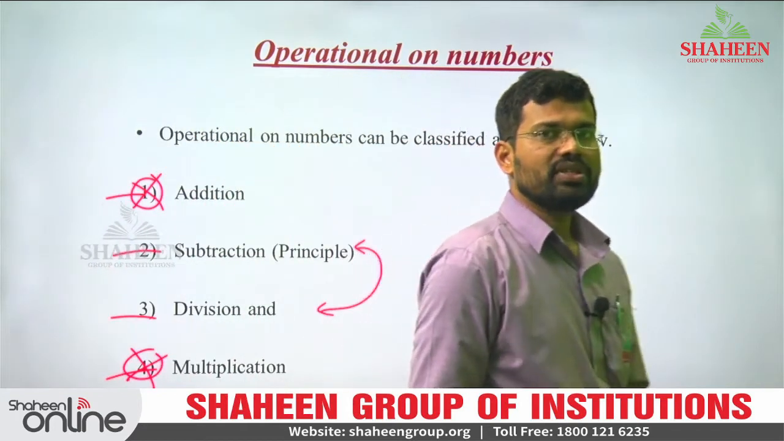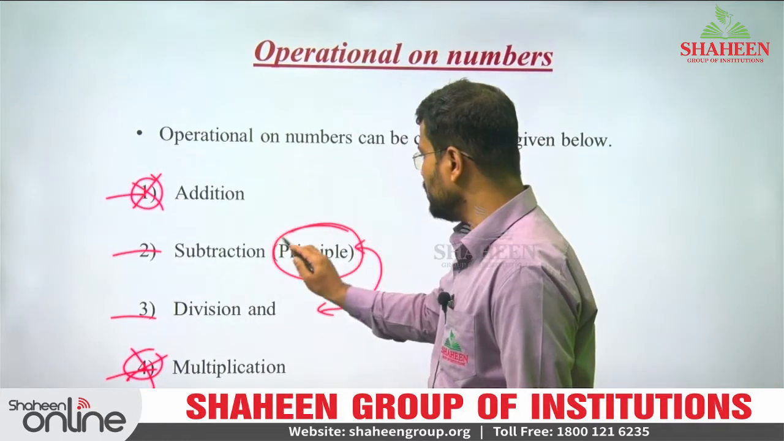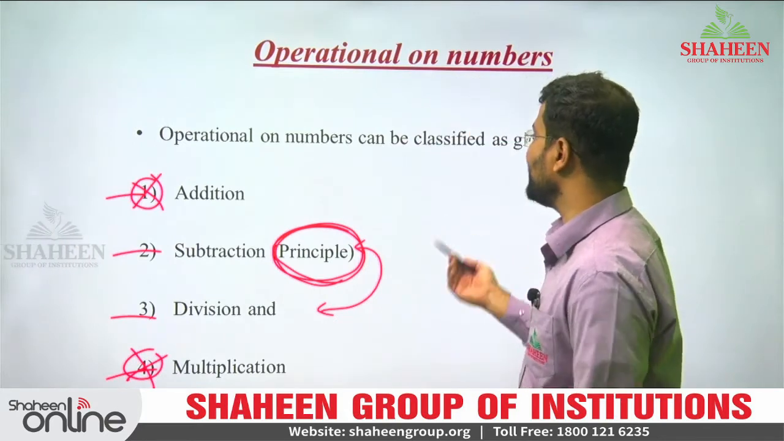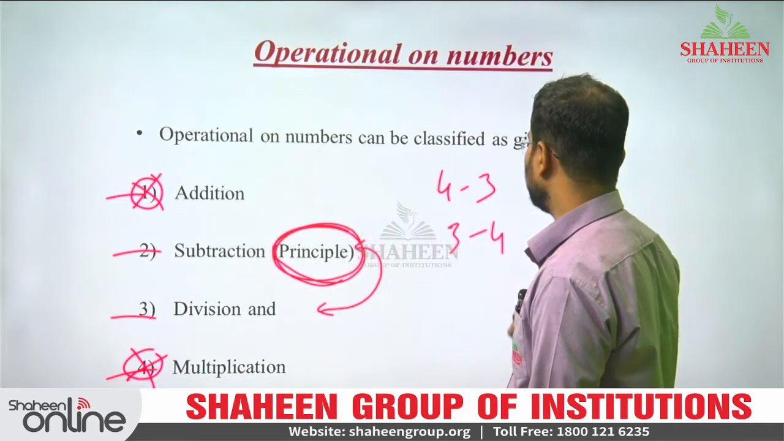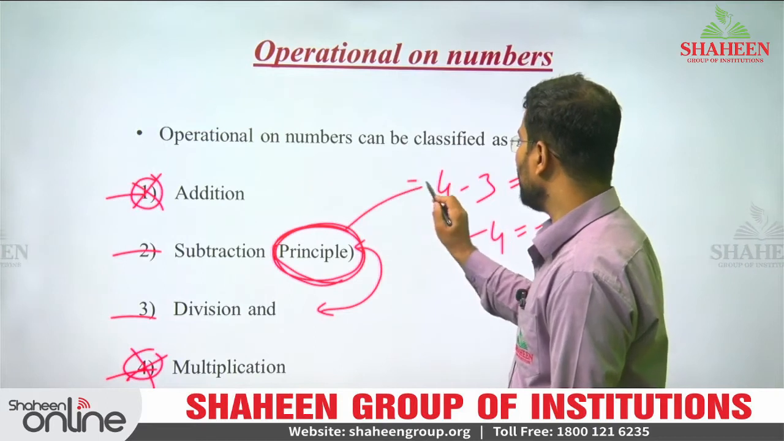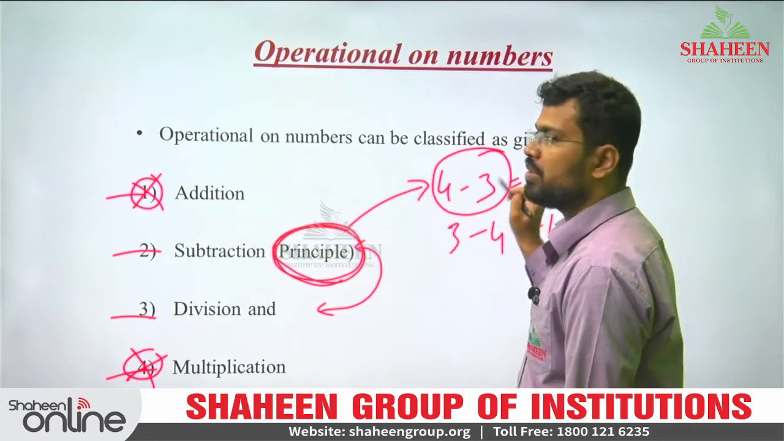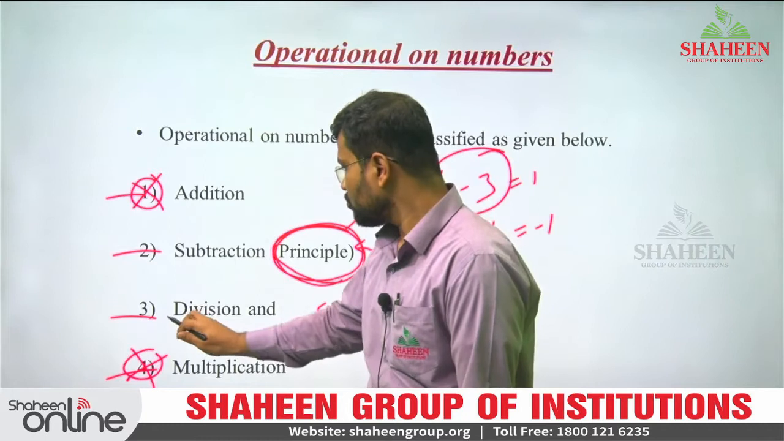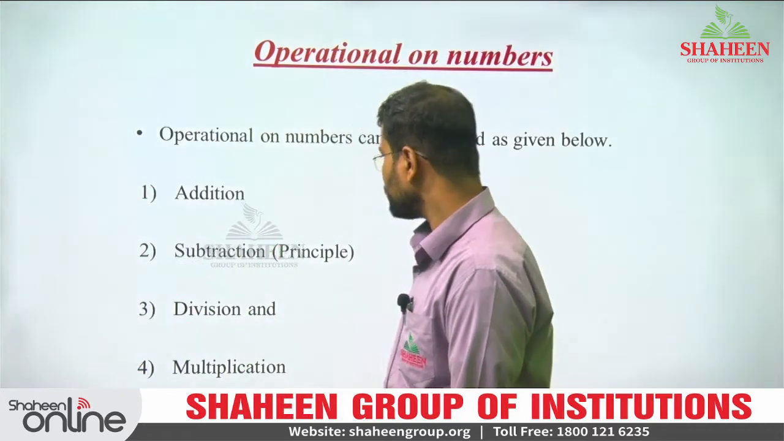Before moving on, we will discuss subtraction. What is the principle of subtraction? Just one thing I would like to highlight here. It is nothing but greater number minus smaller number. 4 minus 3 is 1, 3 minus 4 is minus 1. So the principle of subtraction is greater number minus smaller number. Always remember this. Now we will move on to division. Let us see.